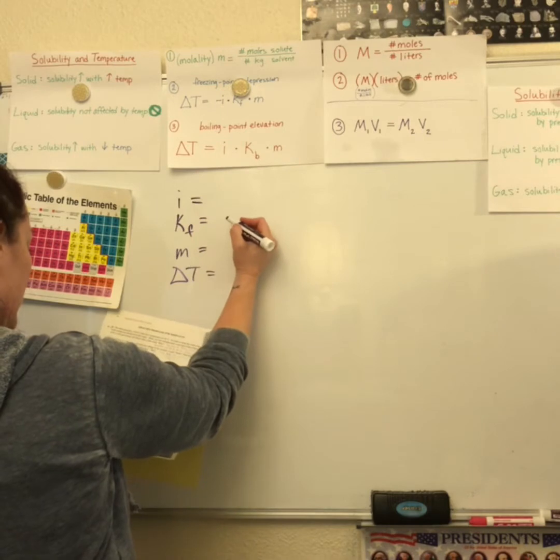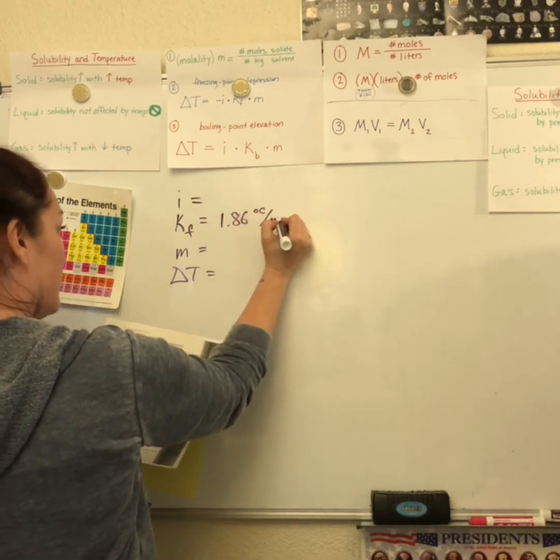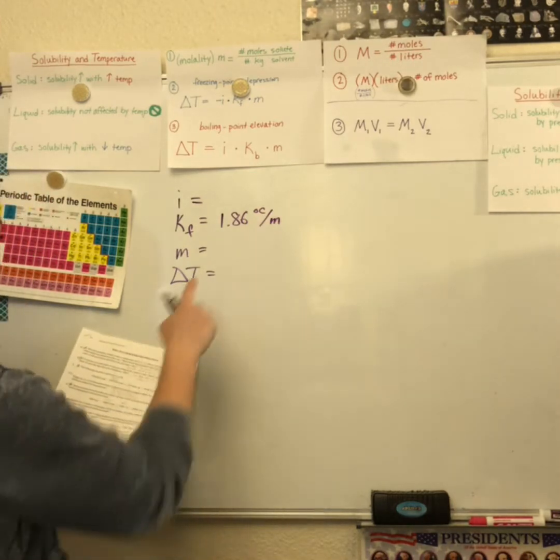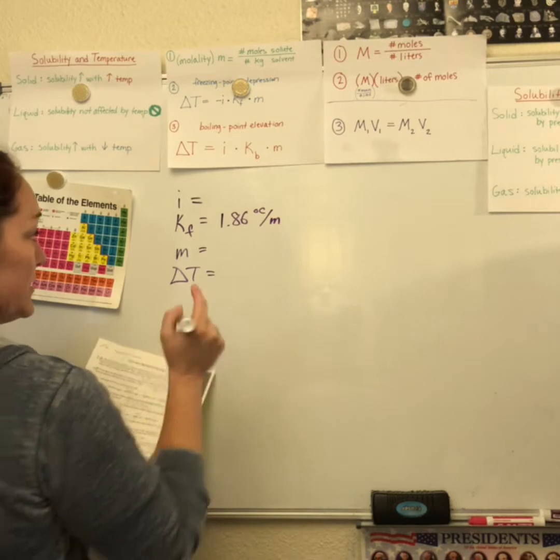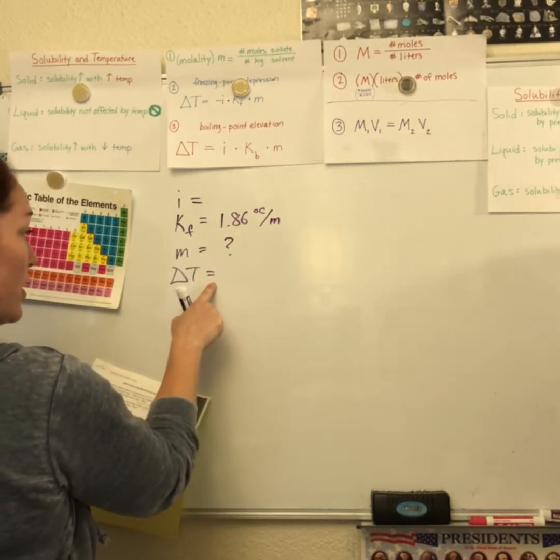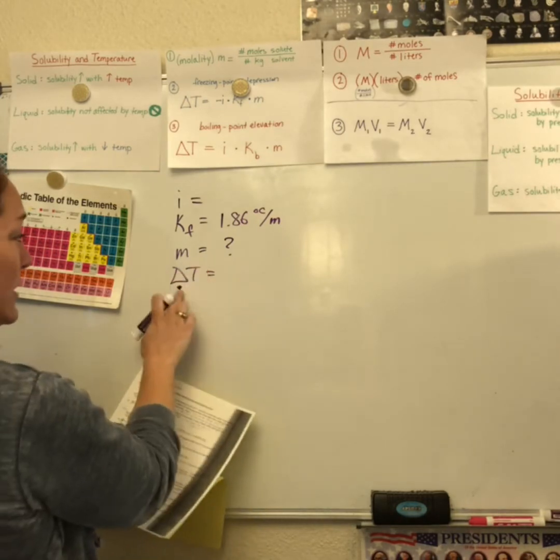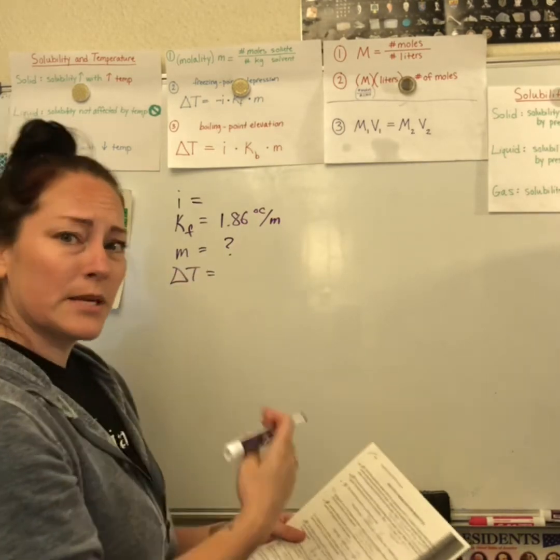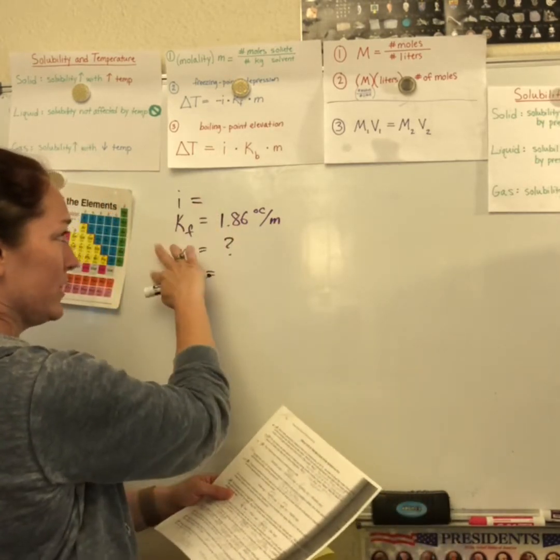So in this case, it is 1.86 degrees Celsius molality, okay? And they said, what must the molality of this be? So in this case, we're going to be searching for this, okay? So that means they must give us a delta T. So sometimes we'll be solving for the delta T, and sometimes we might be solving for this, probably not for this. So it's usually one of these two, okay?